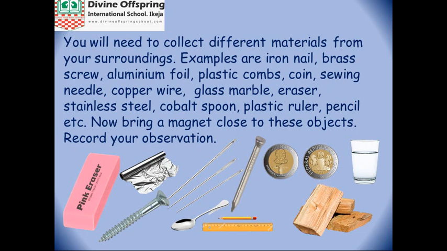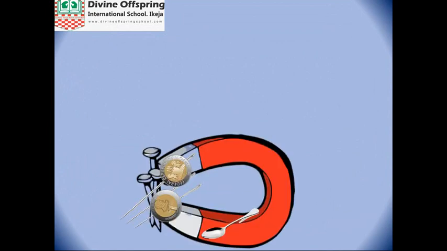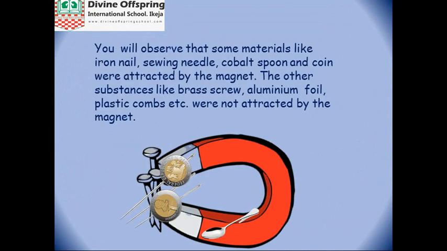Now, bring a magnet close to these objects. Record your observation. You will observe that some materials like iron nail, sewing needle, cobalt spoon, and coin will be attracted by the magnet. The other substances like brass screw, aluminium foil, plastic combs, etc. will not be attracted by the magnet.